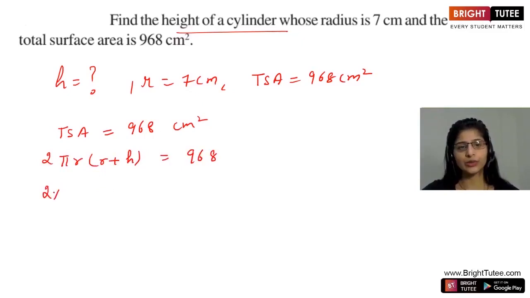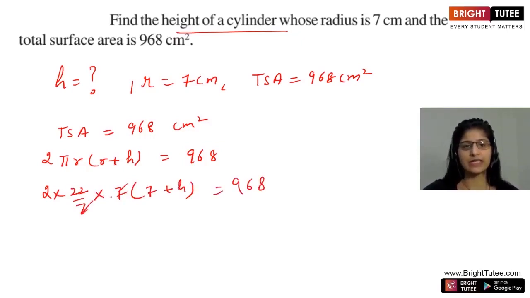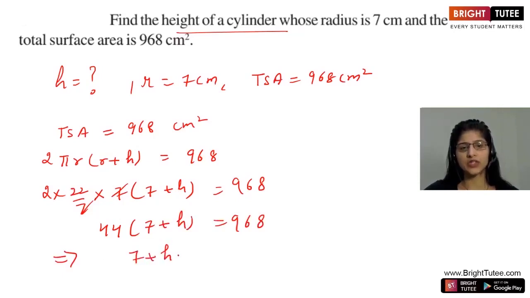Okay, so 968 we got. Now 2 into 22 upon 7 into the radius 7, into 7 plus h is equal to 968. So 7 and 7 got cancelled. We got 44 into 7 plus h is equal to 968. So this implies that 7 plus h is equal to 968 upon 44. Right, so now we are going to solve it. Just see, can we cancel it with 11? Yes, 11 fours are 44.